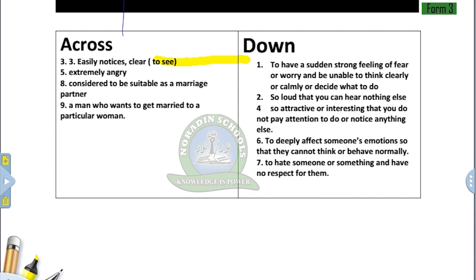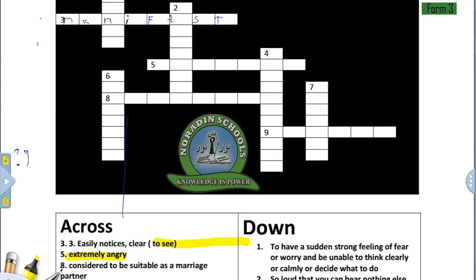The word extremely angry means enraged. All right, so we go back where? The puzzle. Okay, was it across or down? It was across. And which? It was question five.